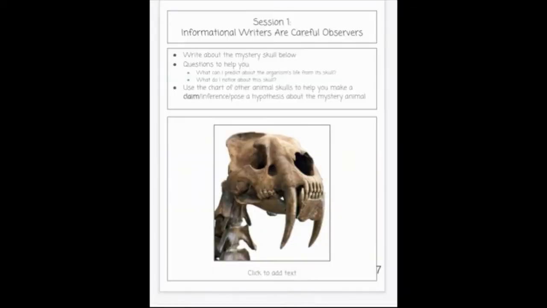This is the mystery skull you are going to write about today. You will find it on page 7 of your writer's notebook. 2 questions to help you. What can I predict about the organism's life from its skull? And by organism, we just mean, what was it? It was a living thing. What do I notice about this skull?